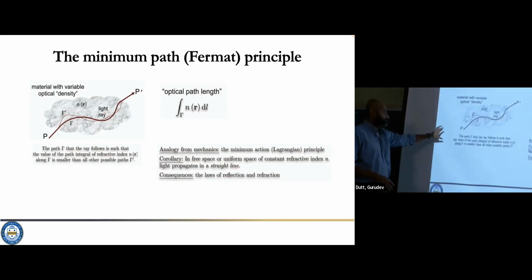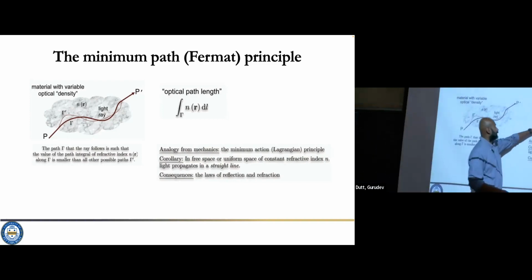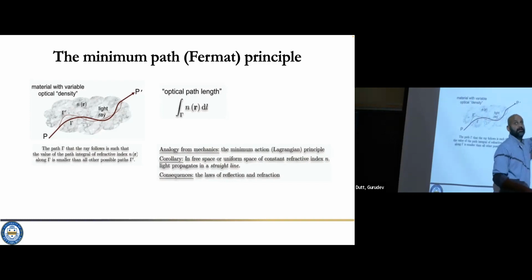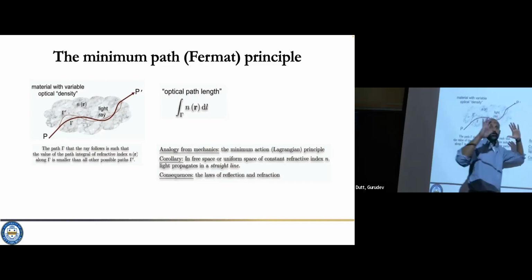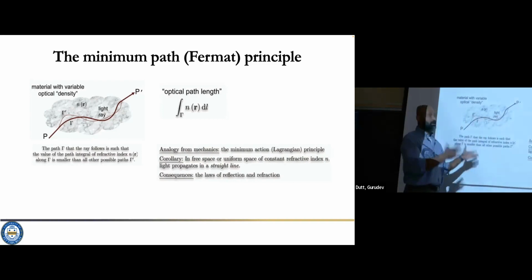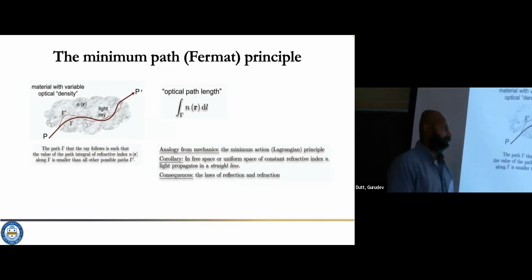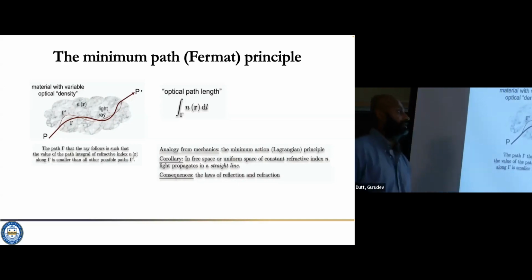And his statement is the path that the ray follows is such that this value, the integral over gamma of n of r dl, and this number, n times distance, is called the optical path length. This is very, very important. We're going to use it all the time, not only in geometrical optics, but in wave optics as well. N times the distance, the optical path length, is a very critical thing to know.